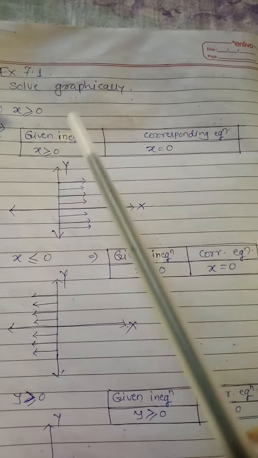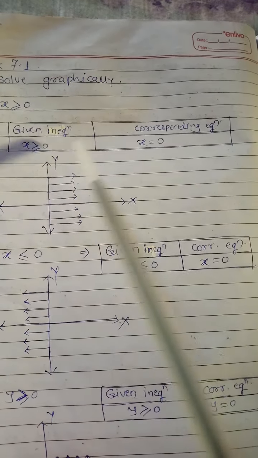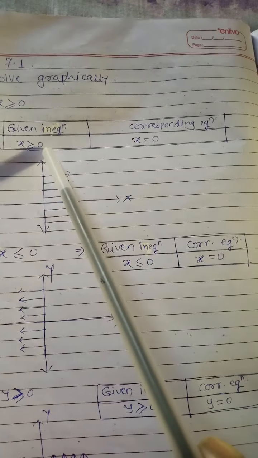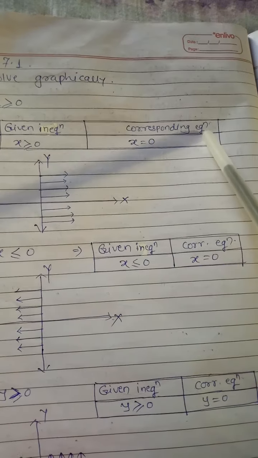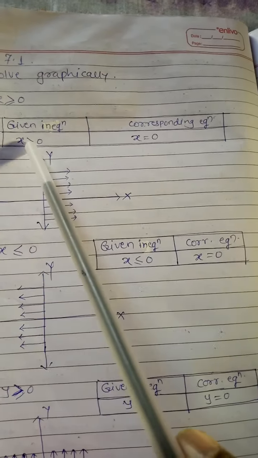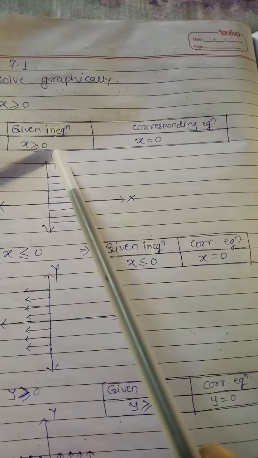We have to convert it into the corresponding equation. Just remove this sign and write equal to, means x equals 0. So this one is the given inequation and this is your corresponding equation, that is x equals 0. Now see what this inequation says: the value of x is greater than or equal to 0.